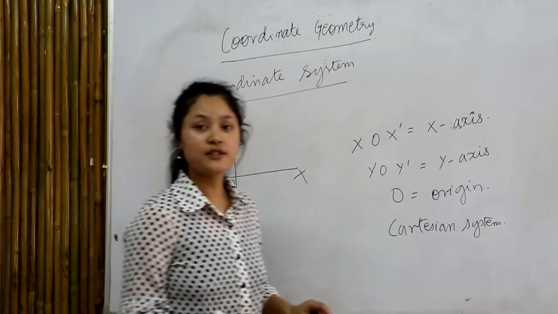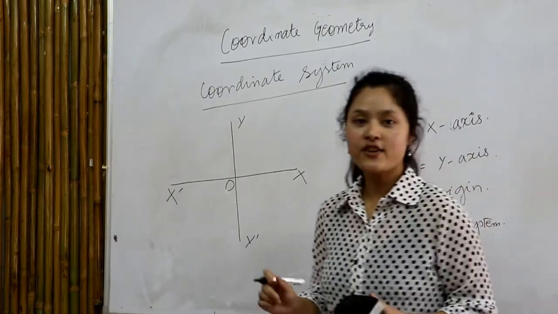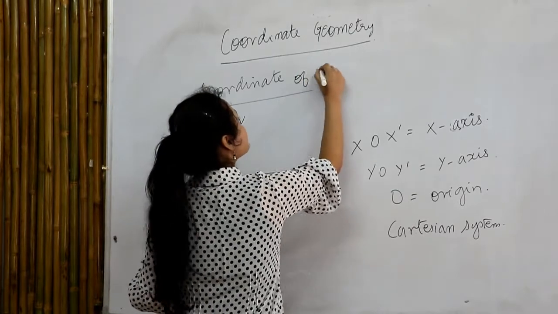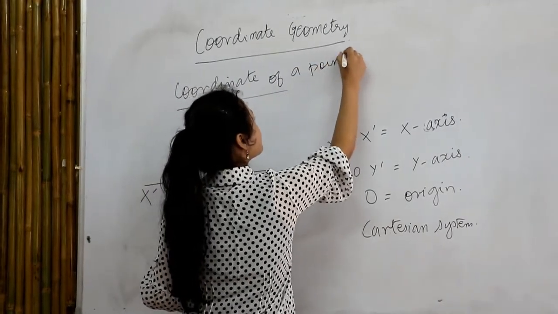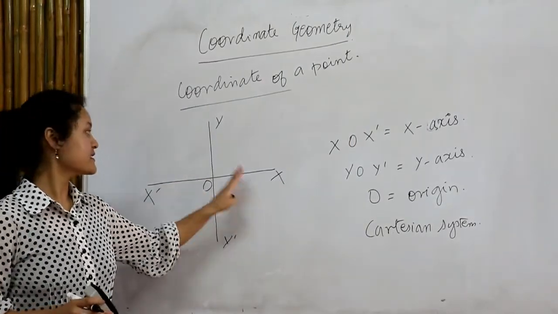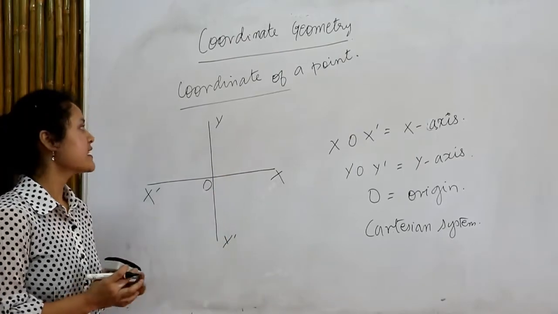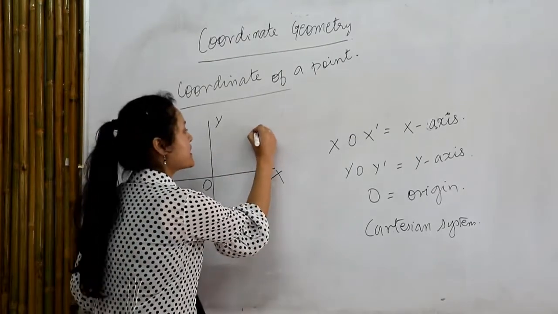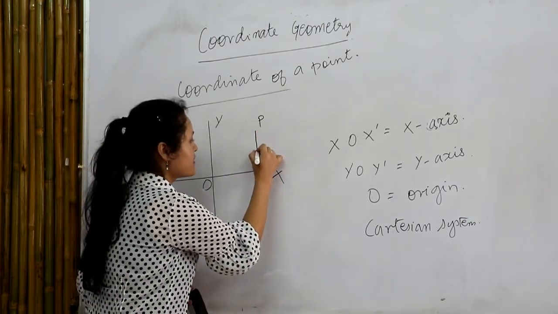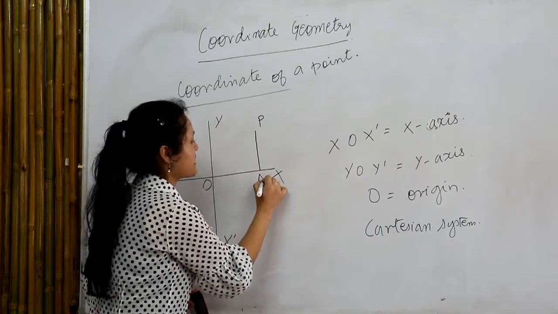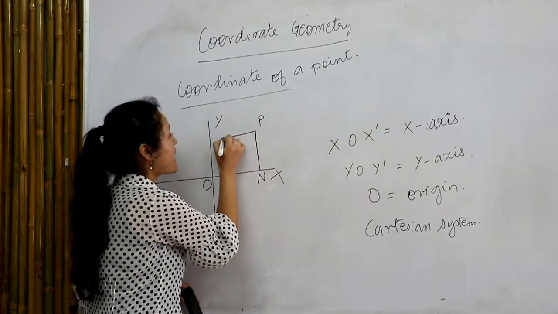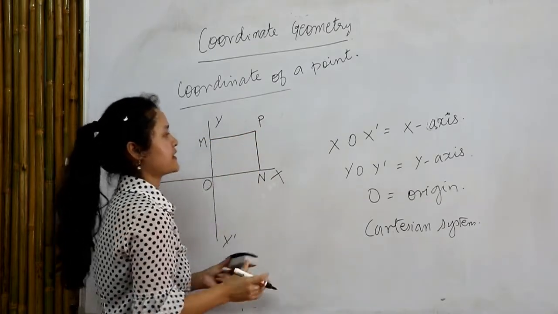So next, I will do the coordinate of a point. Okay. I'll still consider these two perpendicular axes, the x-axis and y-axis. If I consider any point P on this plane, let me drop a perpendicular from P on the x-axis, I'll call it N. I'll also drop a perpendicular from P to the y-axis, M.